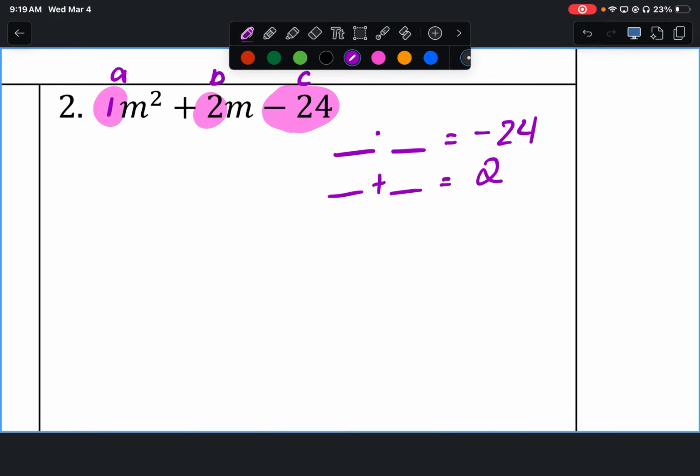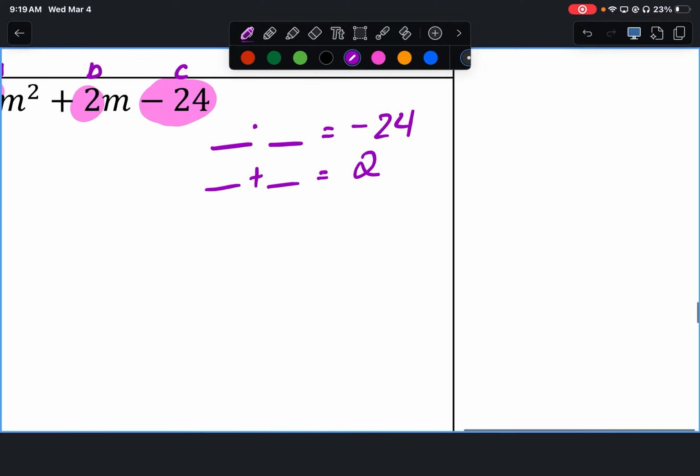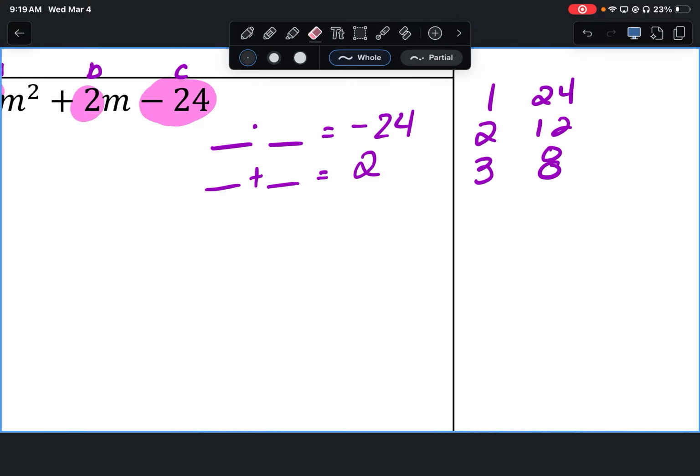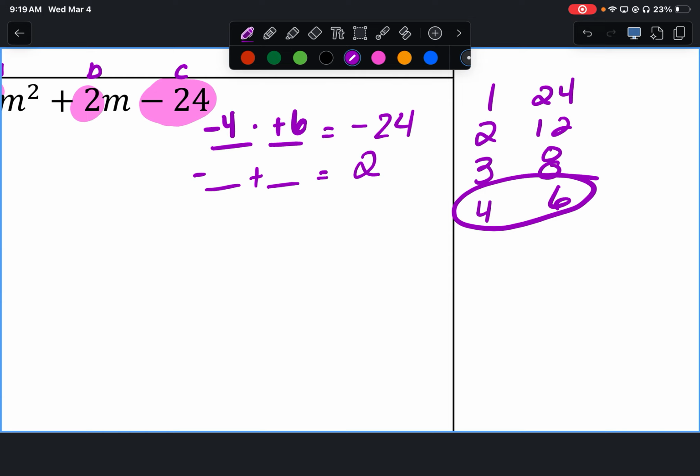So what multiplies to give us negative 24, but adds to give us 2? So let's do 1 and 24, 2 and 12, 3 and 8, 4 and 6. Which combination of those can I use to get 2? What combination do I need to use of those? Negative 4, positive 6.